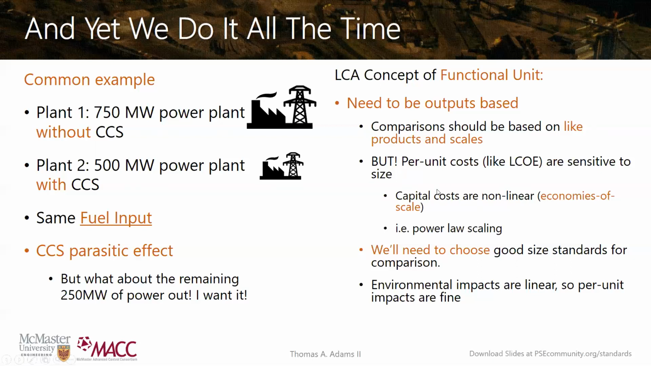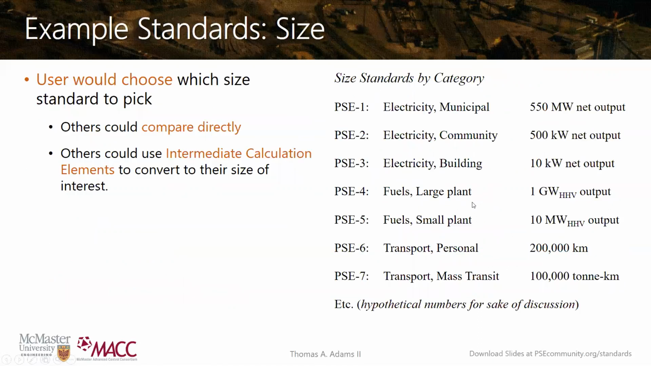So what you really need to do is compare, for example, a 750 megawatt plant without capture to a 750 megawatt plant with capture. That's really the right way to do it. So we need to choose these good standards and understand that they're non-linear. That's why we need to be able to convert to other applications. But that's a great example.